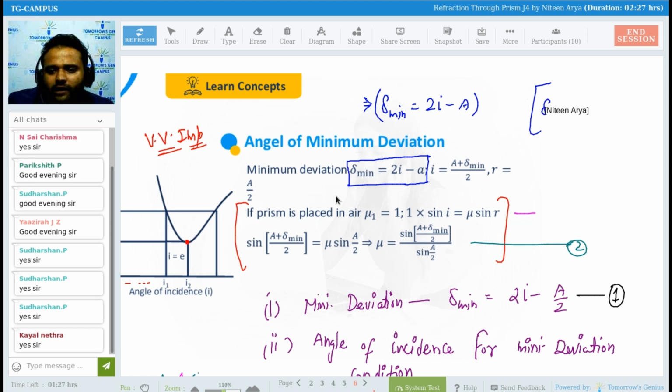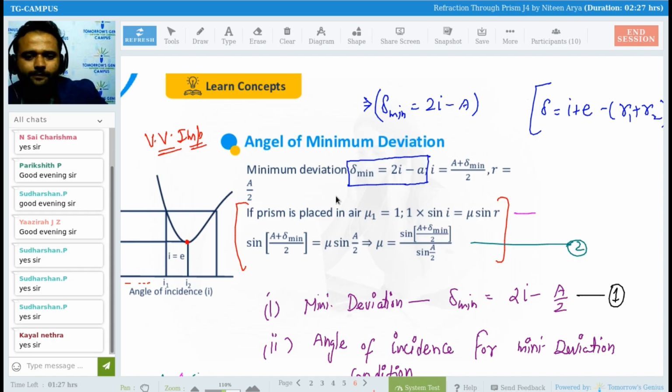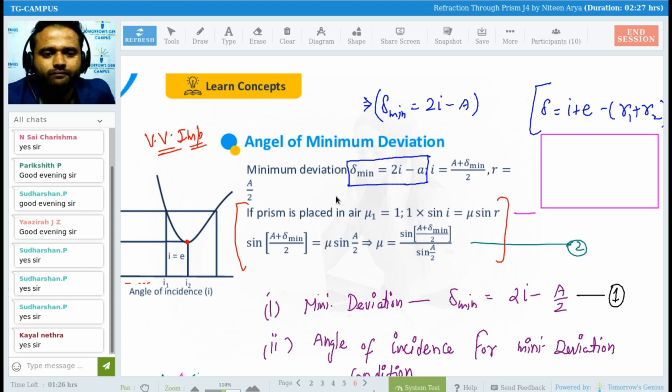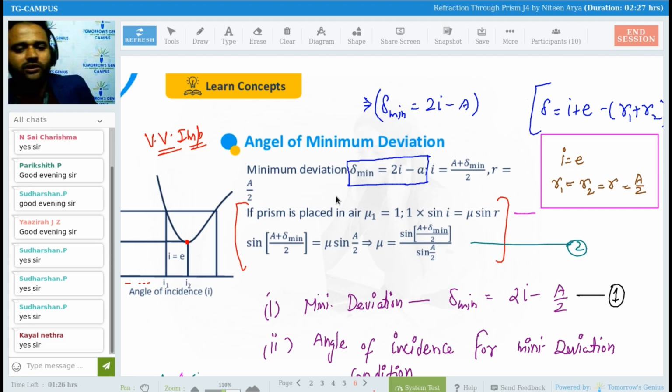Okay, because simply we know the angle of deviation is nothing but I plus E minus (R1 plus R2). That is the angle of deviation. So R1 plus R2 is going to be A for minimum deviation, and I equals E. Okay. Let me note it down again. I equals E, and R1 equals R2 equals R equals A by 2. This is the minimum deviation condition.